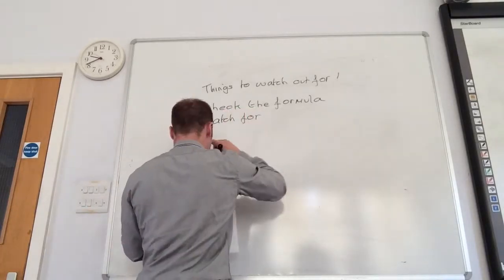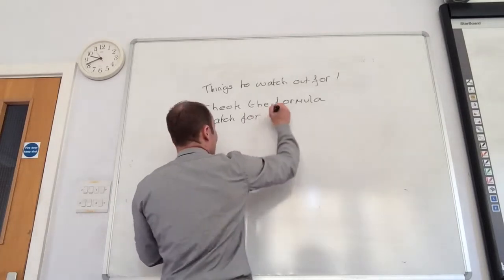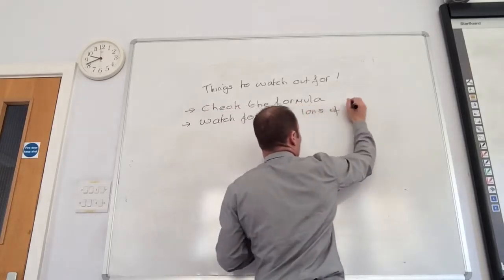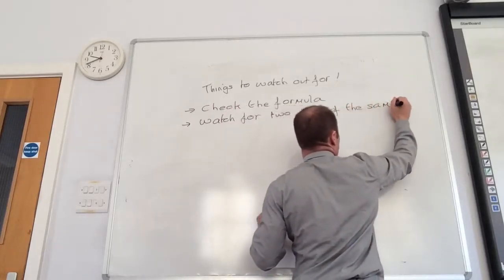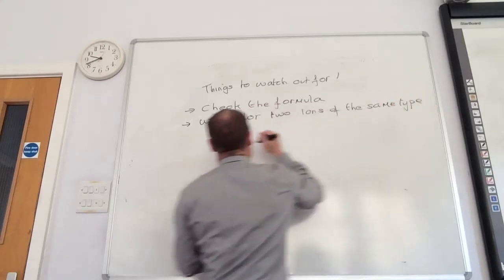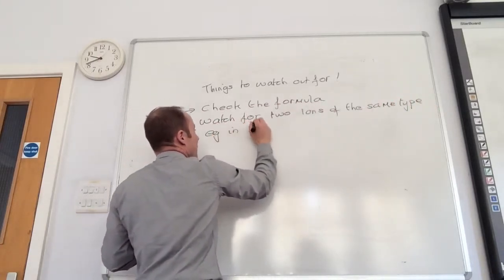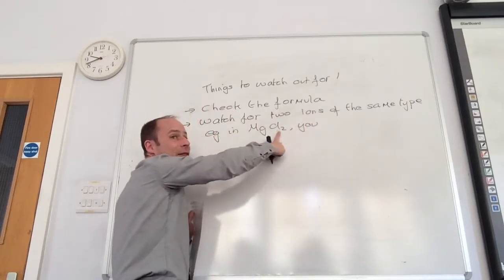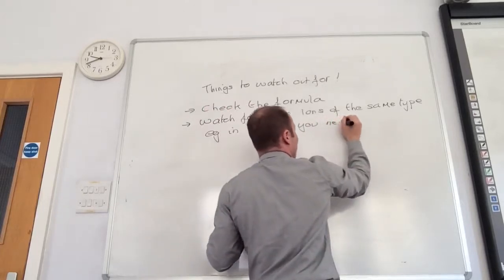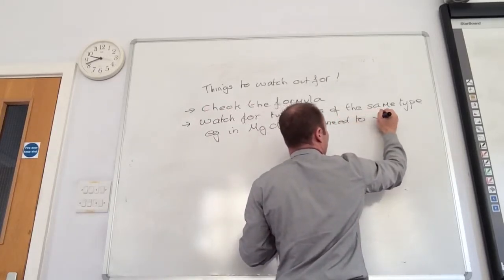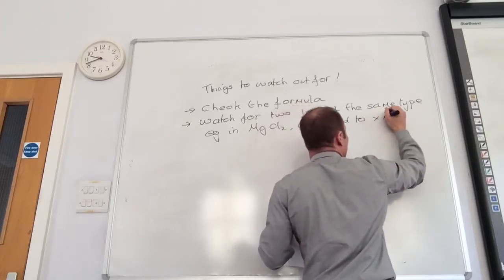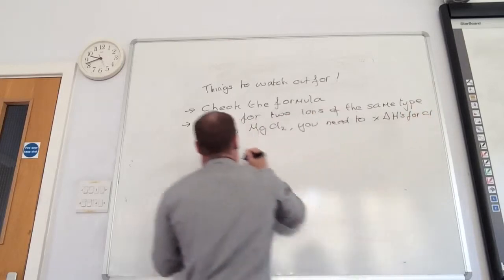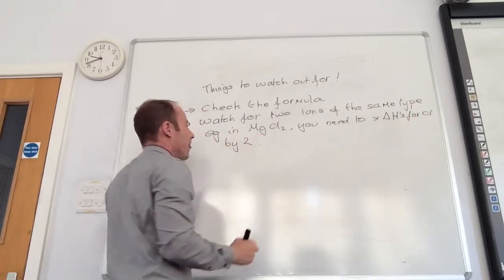Watch for 2 ions of the same type. So, e.g., in MgCl2, you obviously need to times everything for chlorine by 2. So you need to multiply delta H for Cl by 2.